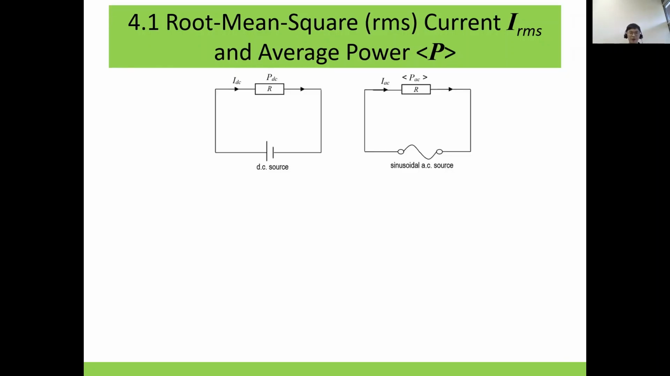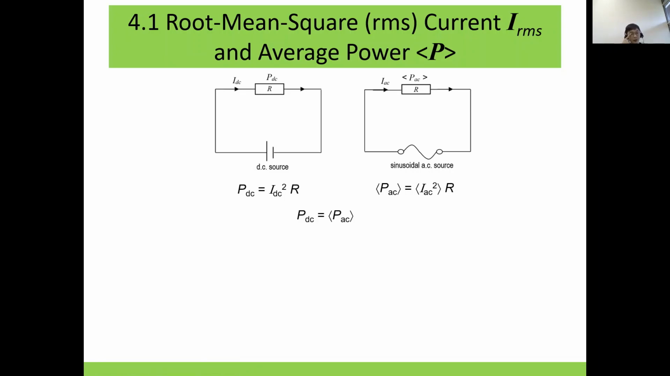So let's imagine first and compare two sources or two currents. One is a DC source and one is an AC source. In the DC source, the power is I_DC squared R. The average power in the AC will be the average of I_AC squared, then R, which is the mean square current of the AC.